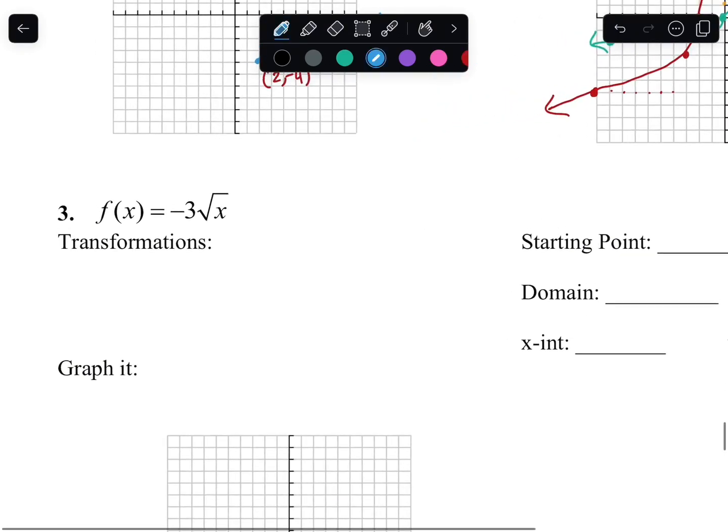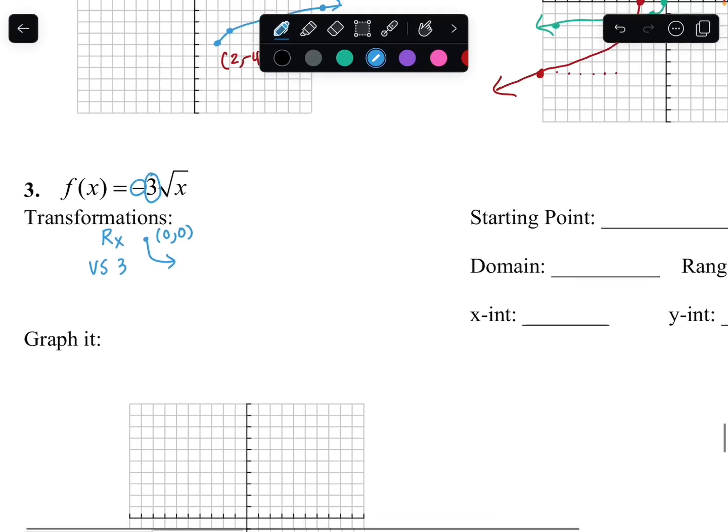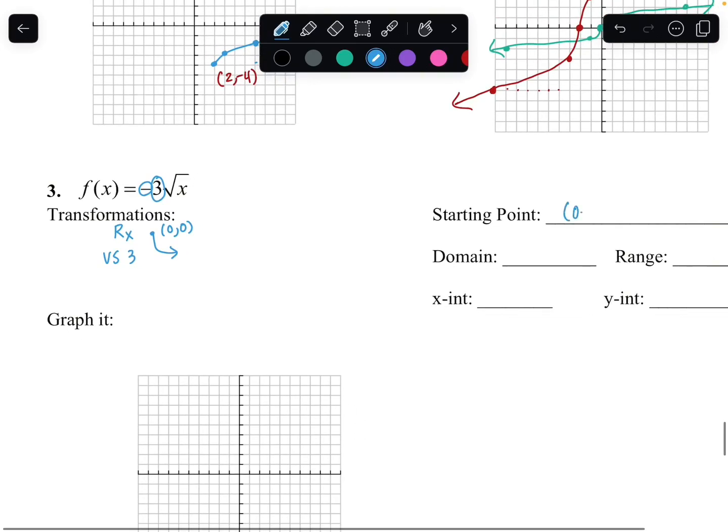Okay, and so here we're dealing with square root. Be careful, that is a vertical stretch by 3. That is not the index of the radical. That is not a cube root. And so we have two transformations. The negative is a reflection across the x-axis, and so we know our square root is now upside down, and then it's also been vertically stretched by 3. And because it hasn't been moved left or right, that starting point is still 0, 0.